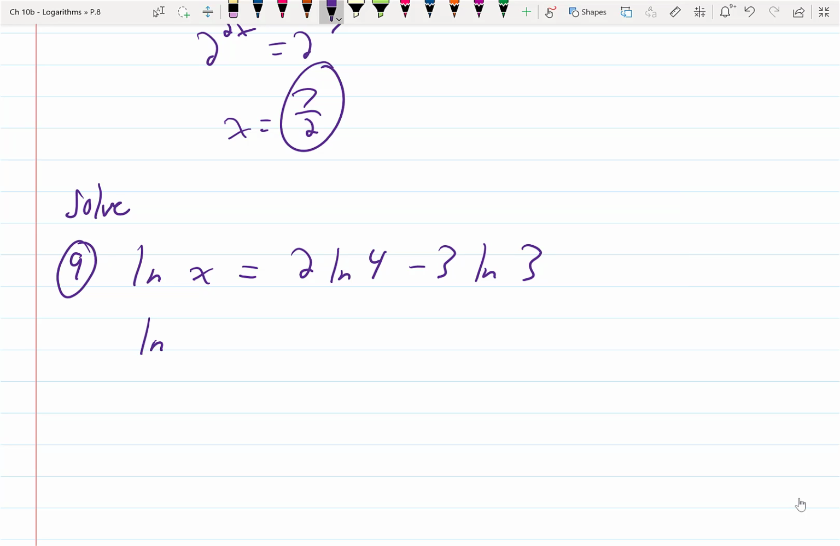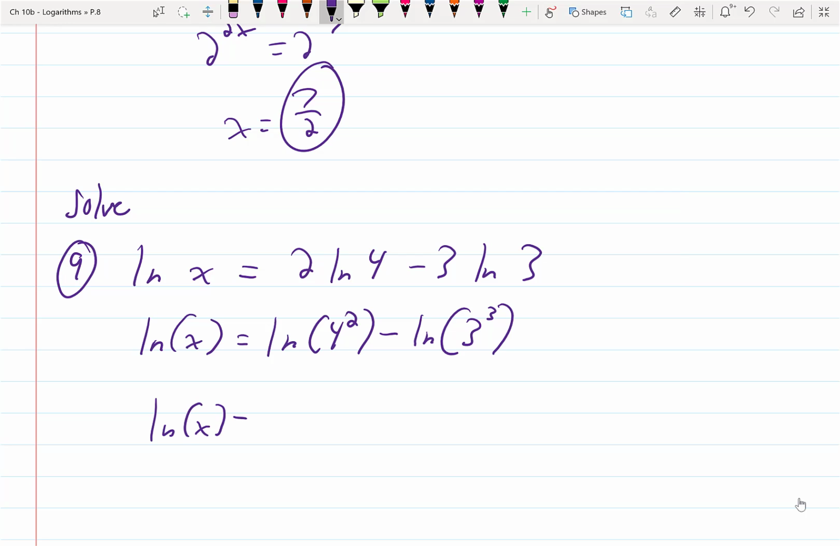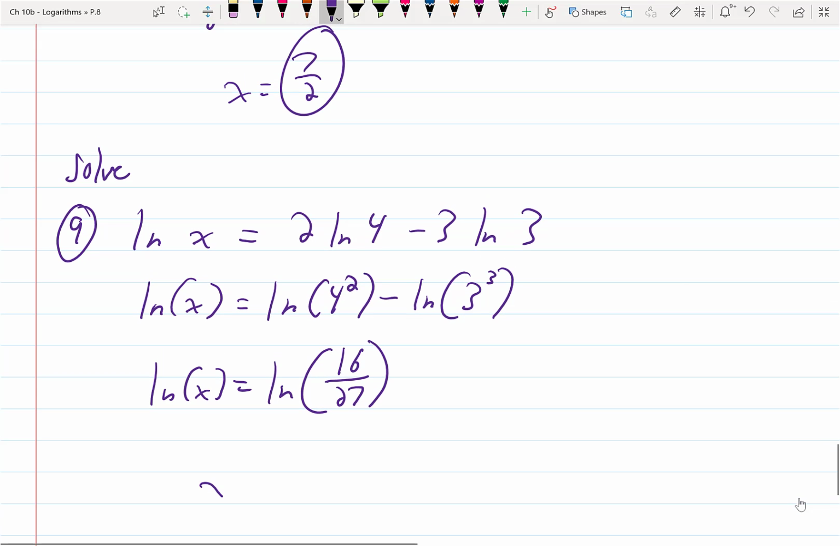Okay. So left side, we have the natural log of x. I'll write the parentheses because that may help your mental separation. What happens here? 4 squared minus natural log of 3 cubed, which means the natural log of x is equal to the natural log of 16. What do I write? 27th. So what's x? That's all there is to it.